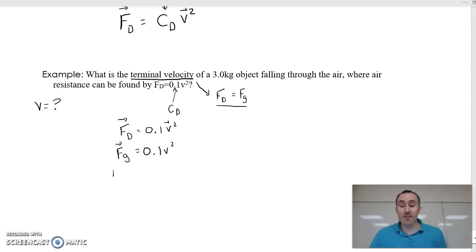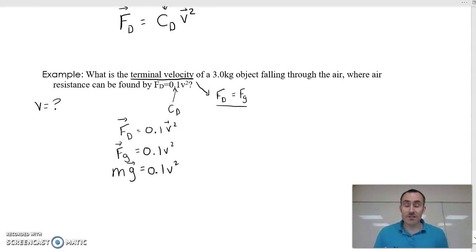So we know that the force of gravity is mass times 9.8 equals 0.1 v squared. So we know that m is 3 kilograms. We know that g is 9.8 meters per second squared. We're given the coefficient of drag, and so we can solve for v.